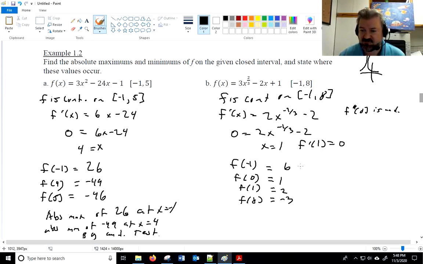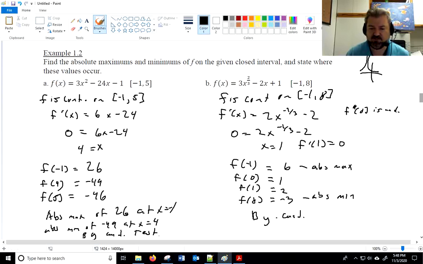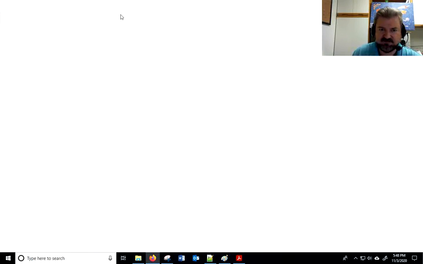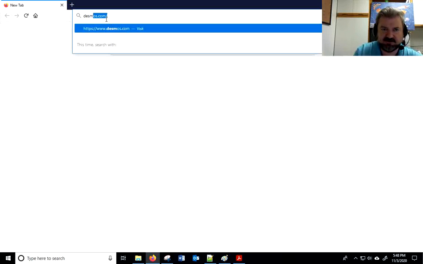So we have an absolute max here, and we have an absolute minimum here, and we know that by the candidates test. I think this would be a worthwhile one for us to graph just to take a look at. I want you to check this out. So I'm going to go ahead and bring up a Desmos here.